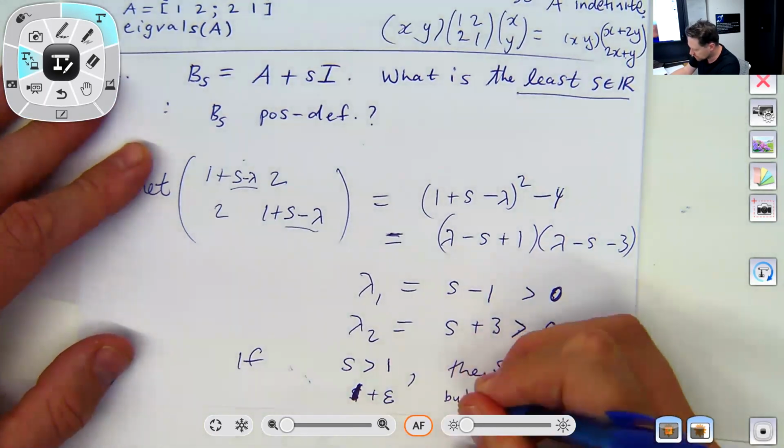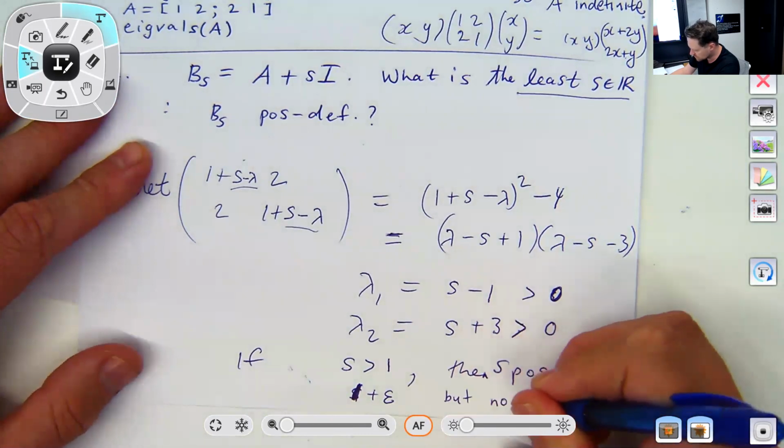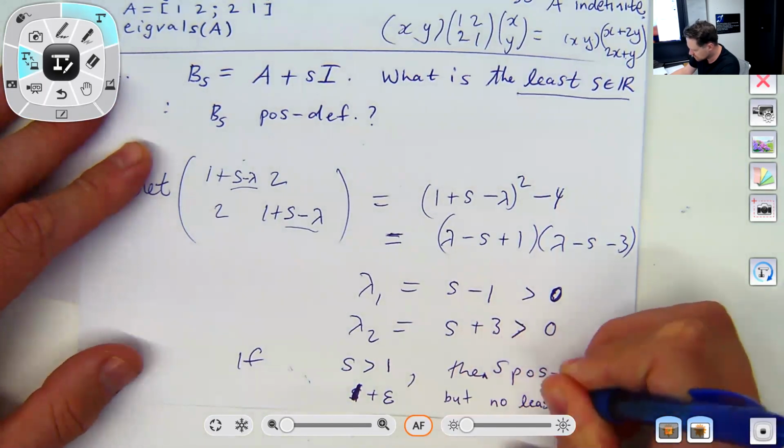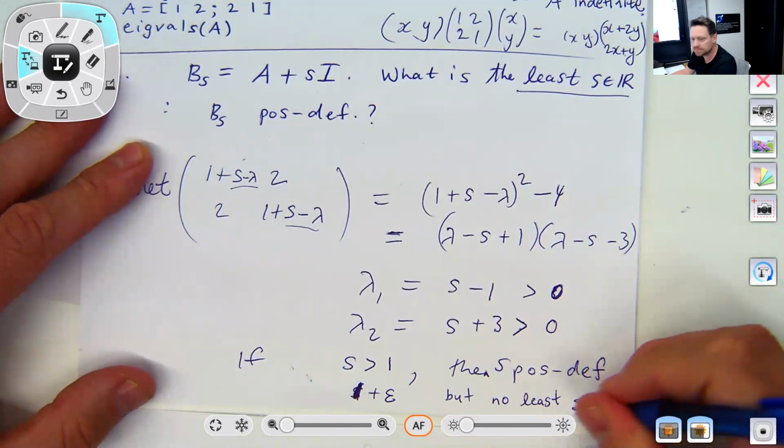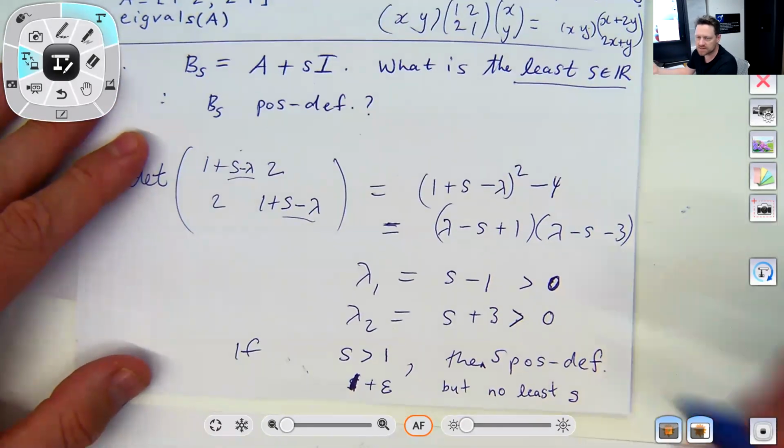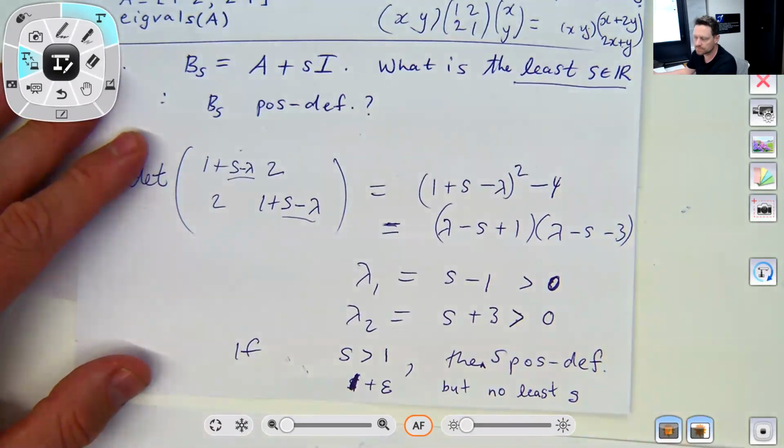But there is no such least S, because there's no smallest number that is greater than 1. Okay, there's no such smallest number.